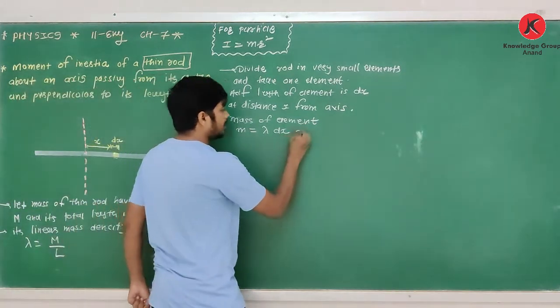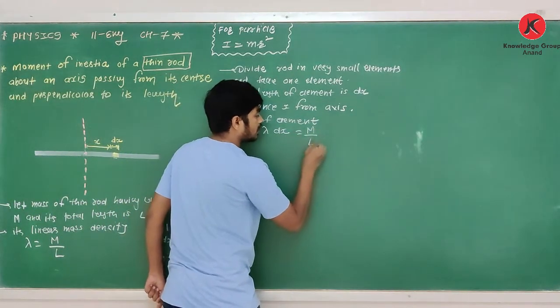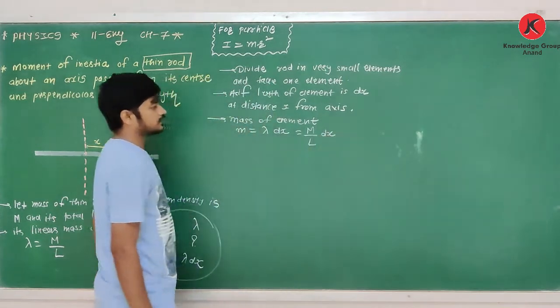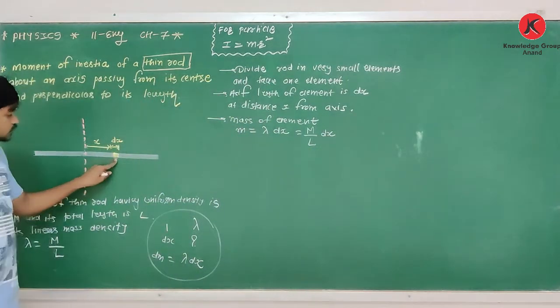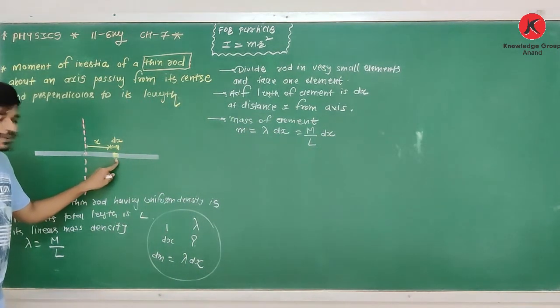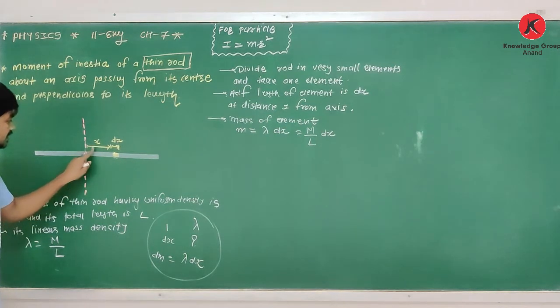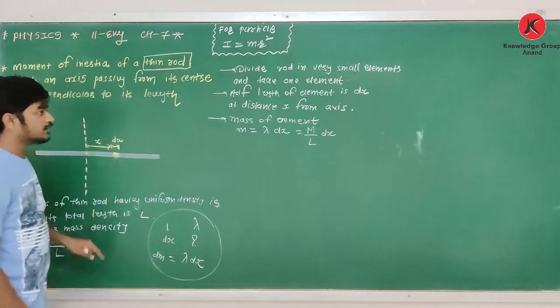What is the value of lambda? It is M upon L, so dm is M upon L dx. Clear? Now we know the mass of this element. What is the perpendicular distance from the axis? It is x. So we will find the moment of inertia of this element.